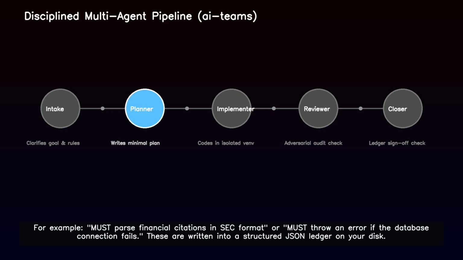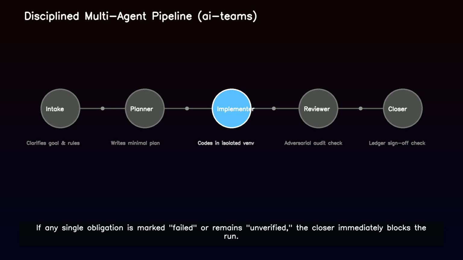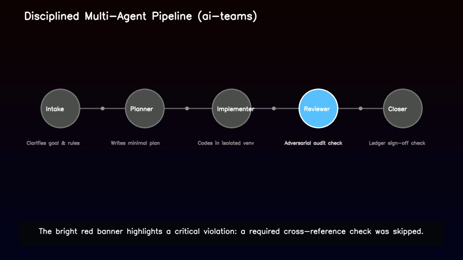Before the evaluator closer is allowed to sign off, a verification script runs against the codebase. If any single obligation is marked failed or remains unverified, the closer immediately blocks the run. On your screen right now, you can see a visual representation of this ledger. The green checks indicate items that pass the automated test suite and peer review. The bright red banner highlights a critical violation. A required cross-reference check was skipped.